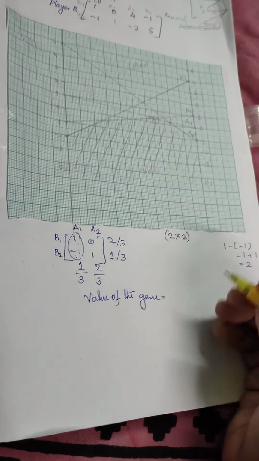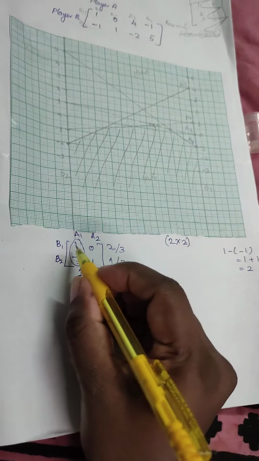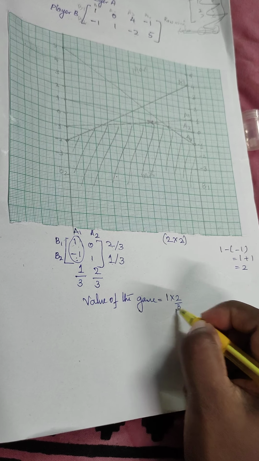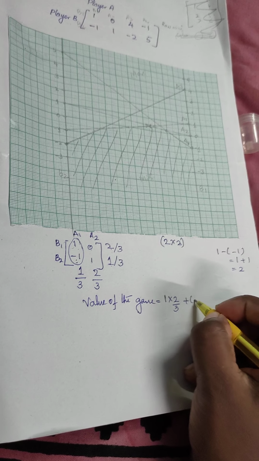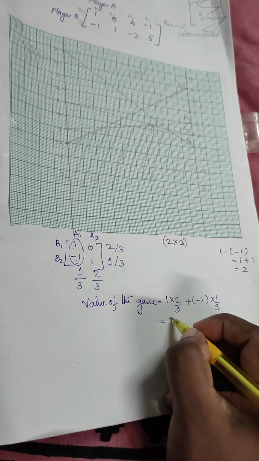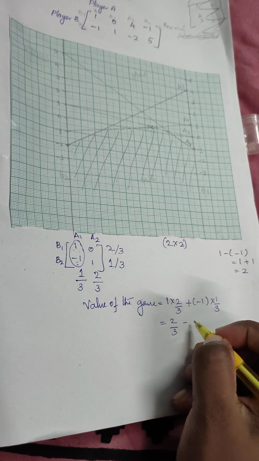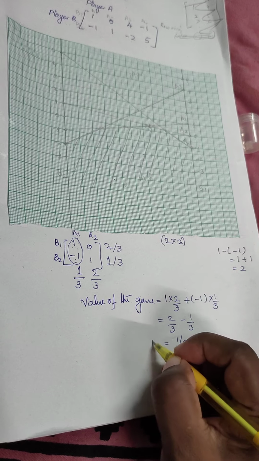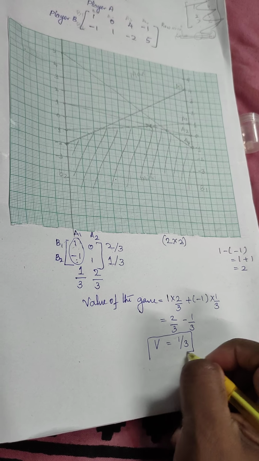I'm taking A1 strategy. So 1 into 2 by 3 plus minus 1 into 1 by 3. So this becomes 2 by 3 minus 1 by 3. That is 1 by 3. This is my value of the game.